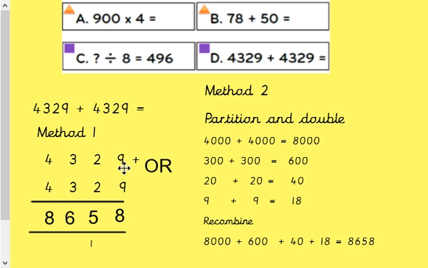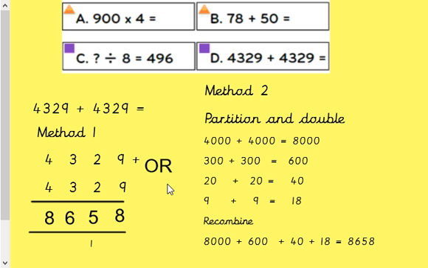So first up, I would say 9 plus 9 is 18, and I would carry the 10 across into the tens column. 2 plus 2 is 4, plus 1 would be 5, 3 plus 3 would be 6, and 4 plus 4 would be 8. So you can get it straight away there, just by adding together using column. Or you could partition and double.